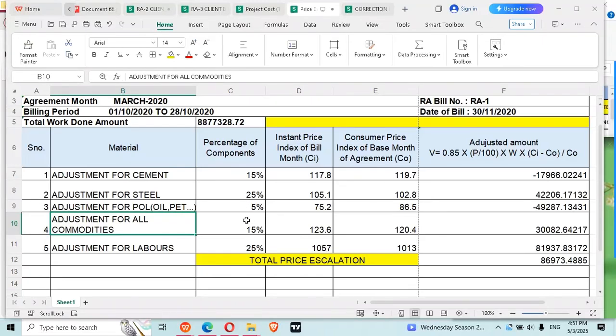I'm going to calculate total price escalation of the project. If you guys remember in the previous videos of billing work, we created item wise bill and slab rate bill, and this time I am calculating total price escalation. First of all, I want to tell you what price escalation is.